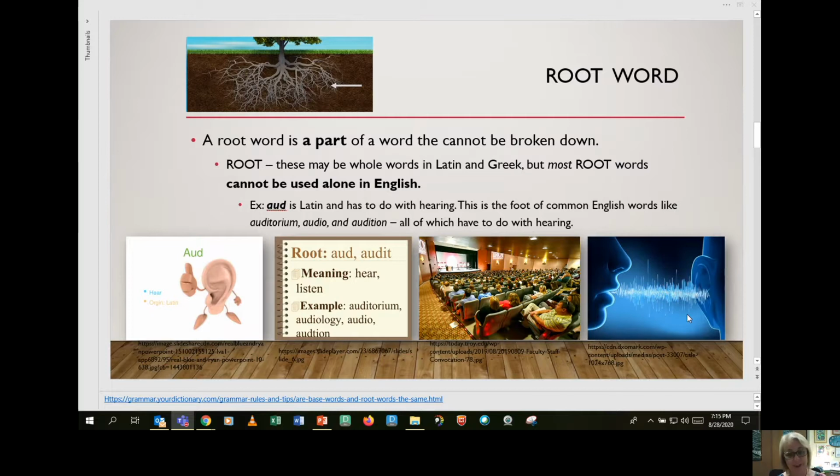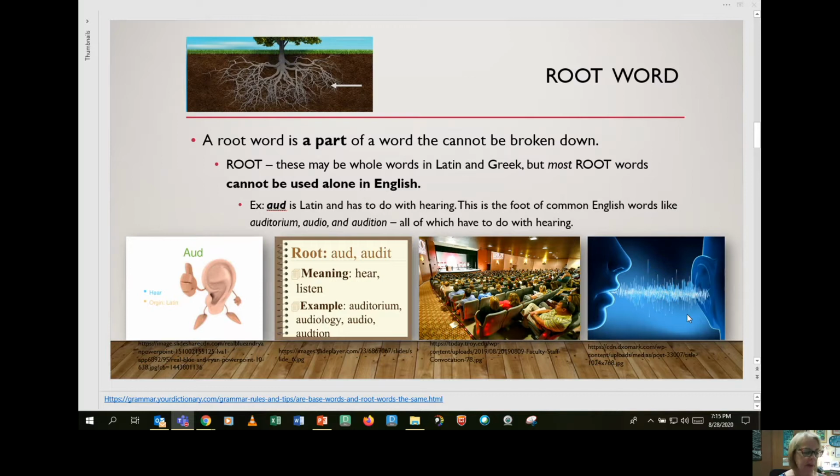But there are many, many root words. So there's the root word here, and it's A-U-D. And we pronounce it "odd," okay? But we don't use that word by itself. A root word typically does not get used alone. We add to it. So it has to do with hearing. This one is from the Latin language, and it has to do with hearing.